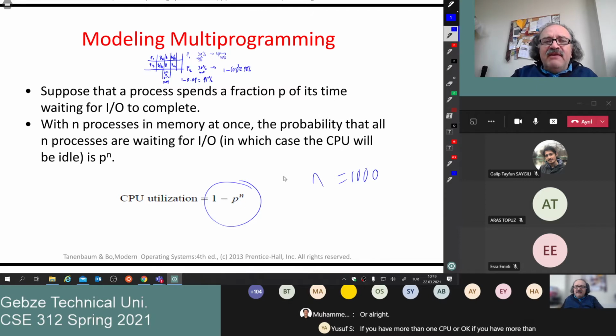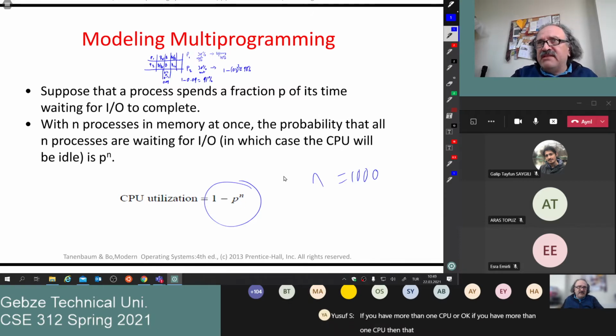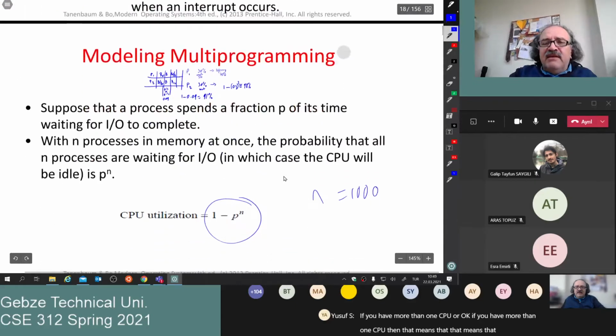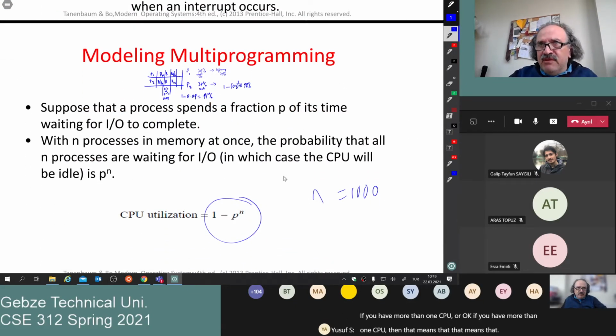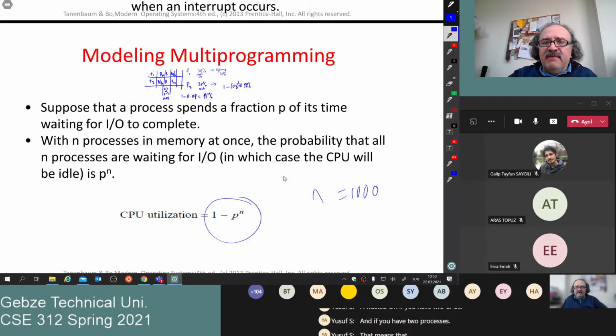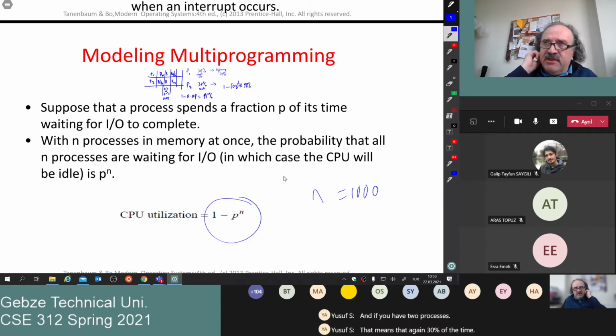Okay, if you have a single CPU only, and a single process, that means 70% of the time I will be using one of the CPUs, and the other one will always be wasted. If you have two CPUs and two processes, that means again 30% of the time one of the CPUs will be idle and 30% of the time the other one will be idle. The calculations are similar, but for a single CPU, this is our calculation.